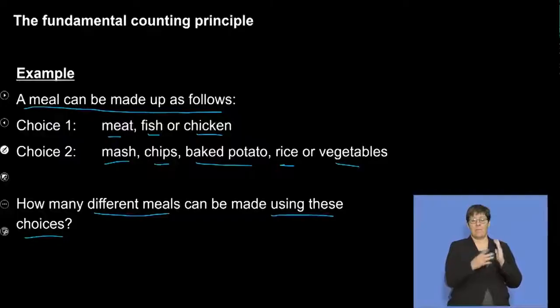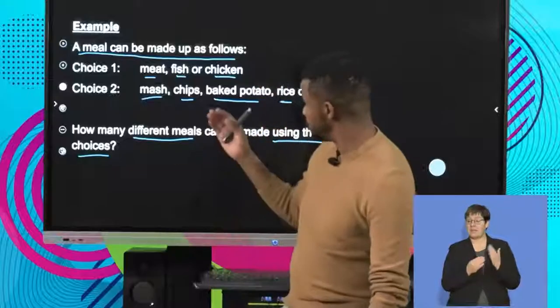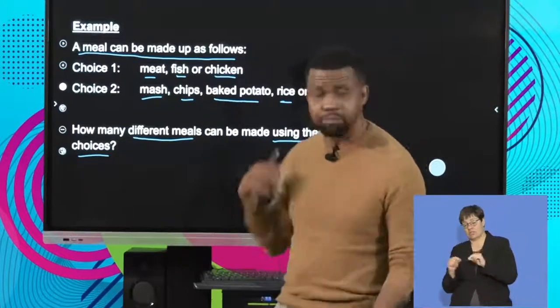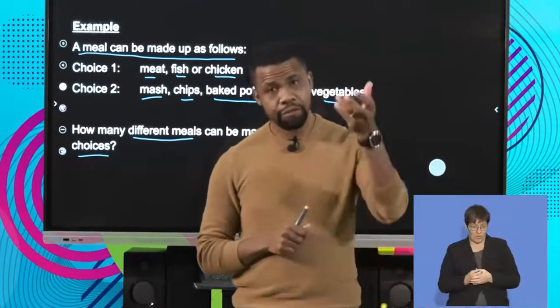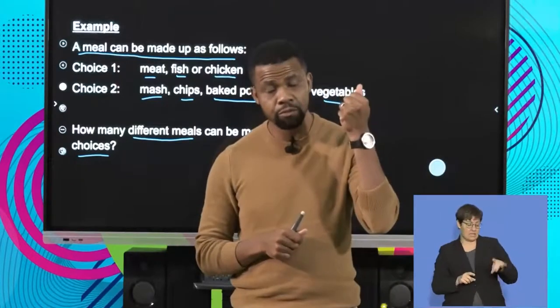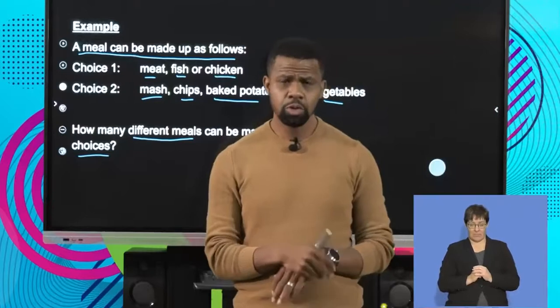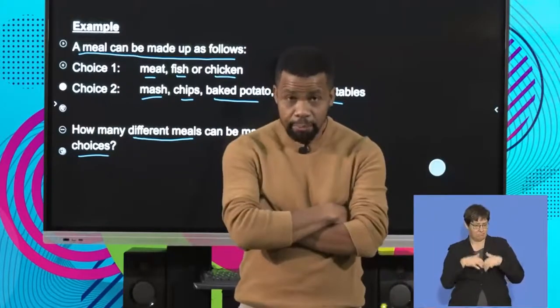Can I take meat, fish, then mash? Not allowed. You can't do that. But I can take meat and mash, that's okay. I can take meat and chips. I can take fish and baked potatoes. So you have to select one option from choice 1 and another option from choice 2. So how many choices are there? Can you think about this?